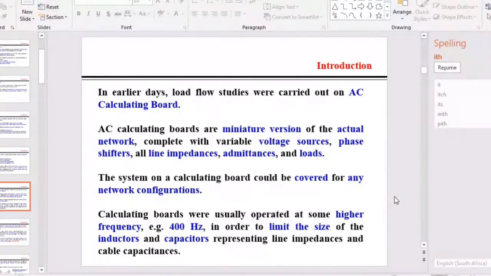And to make it even smaller, they did not operate the AC calculating board at the rated frequency, which is either 50 Hz or 60 Hz, but chose a very high frequency compared to the standard, for example 400 Hz, which is 8 times the 50 Hz frequency. The advantage is that it reduces the sizes of the inductors and capacitors used in the board to represent the power system. So that's what they were doing.